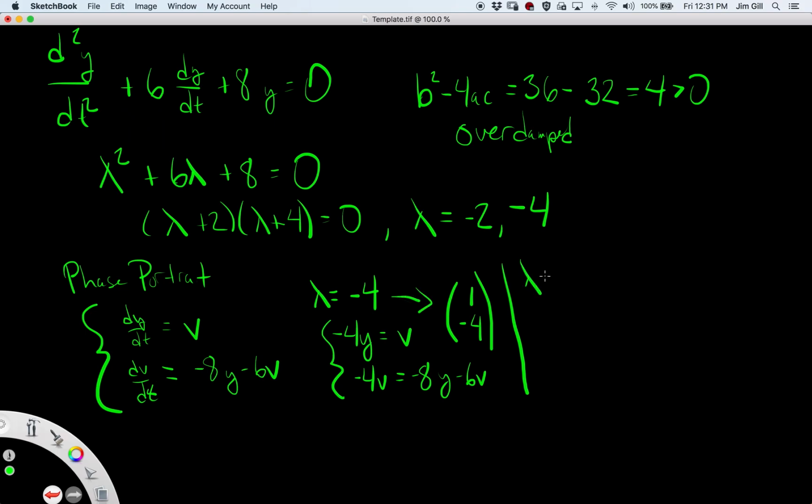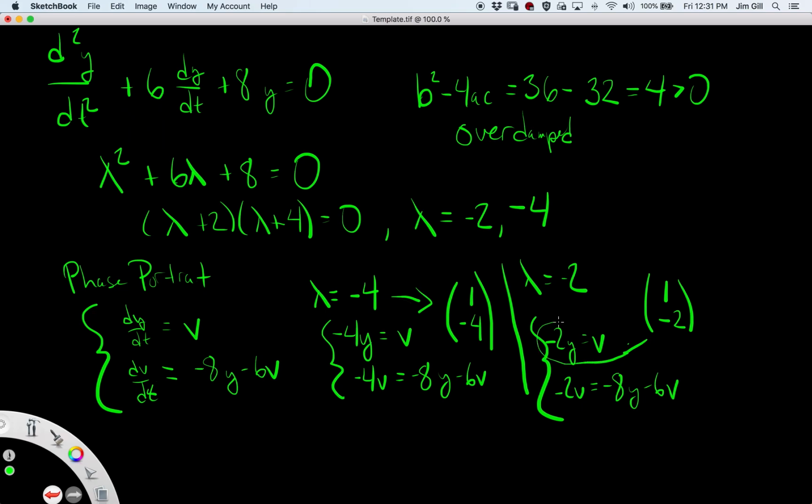And for lambda equals -2, we do a similar calculation. -2y is equal to v, and -2v is equal to -8y minus 6v. But again, we can only pay attention to the first one if we want. We choose y to be 1, then v gets to be -2 from this equation right here. And so there is the eigenvector associated with lambda equals -2.